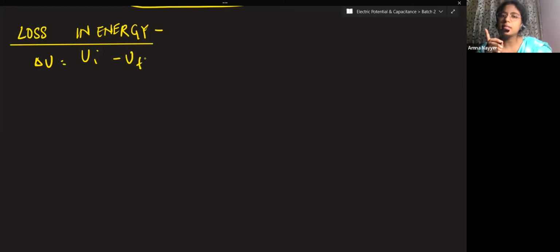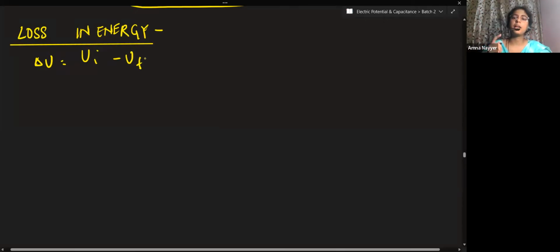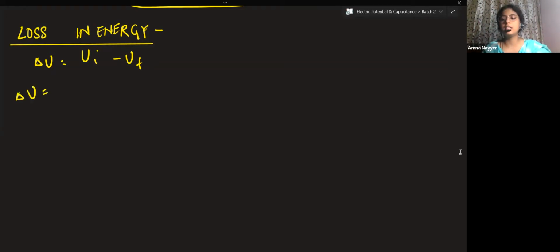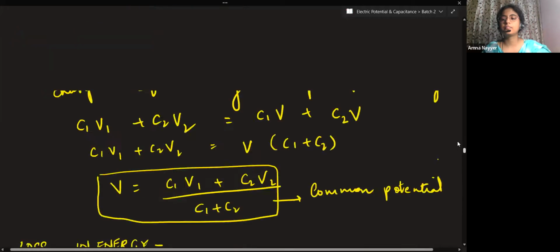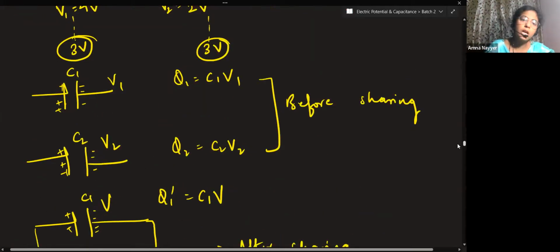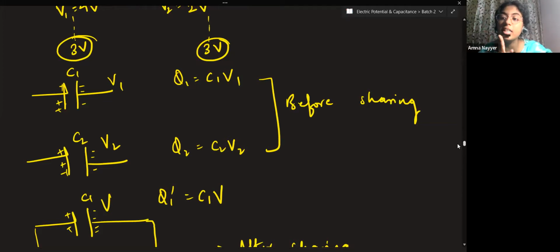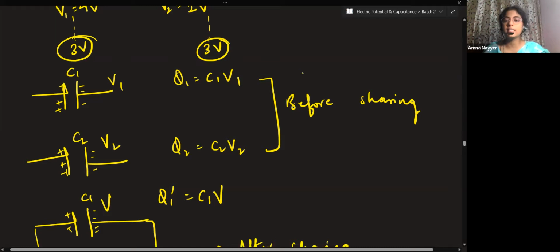Initial energy minus the final energy. We'll use the formula half CV square. Now, regarding initial energy: C1 is the capacitance, V1 is the potential. Using the formula half CV square, the energy for this capacitor, U1, is half C1V1 square. Similarly, the energy for this capacitor, U2, is half C2V2 square.